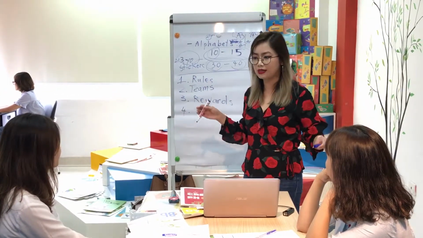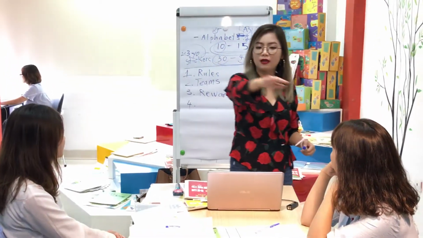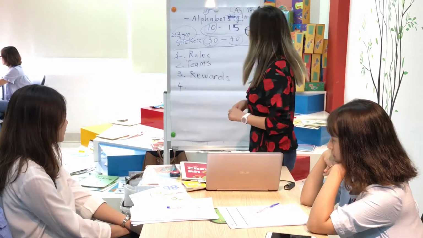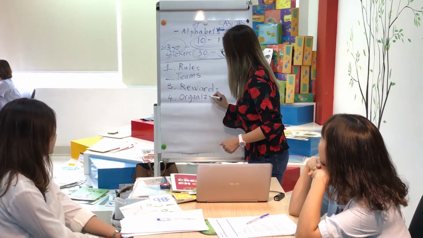So number 4. How to organize the class. In kindergarten class, you can organize them in a circle, or semicircle, half circle, and then you sit in the middle or sit in front of them. You can sit on the floor or on the chairs. It depends on the school, in the classroom. But I prefer letting the students sit on the floor. It's more convenient. Okay, let them sit on the floor.